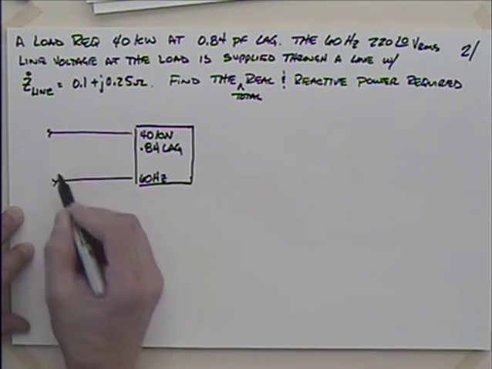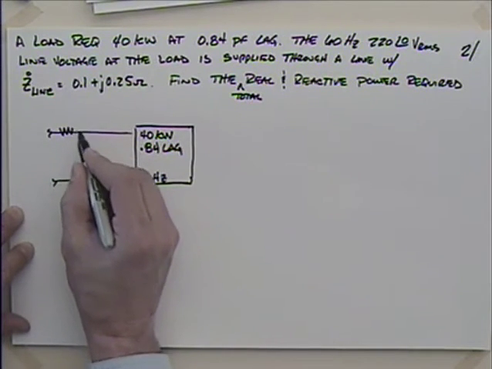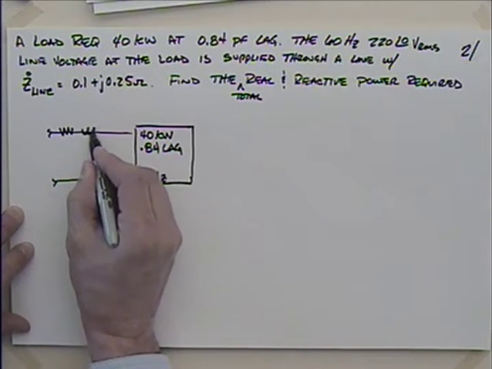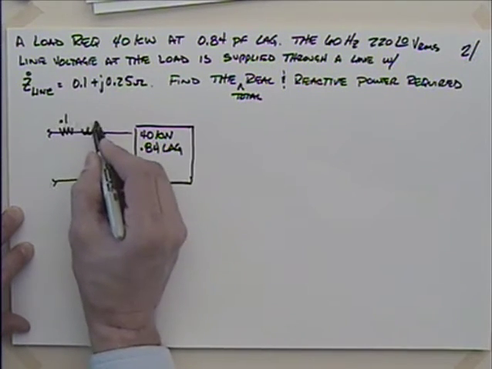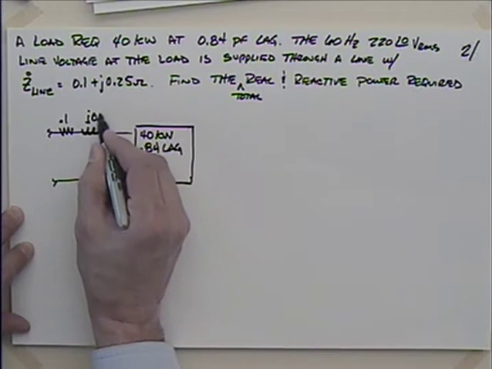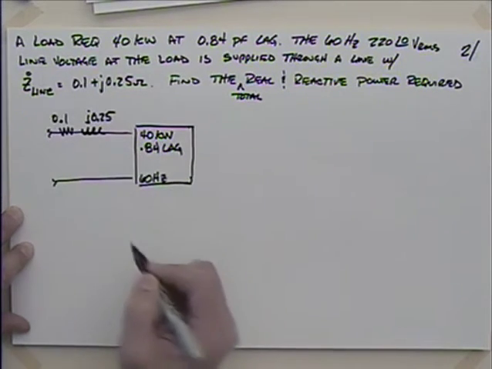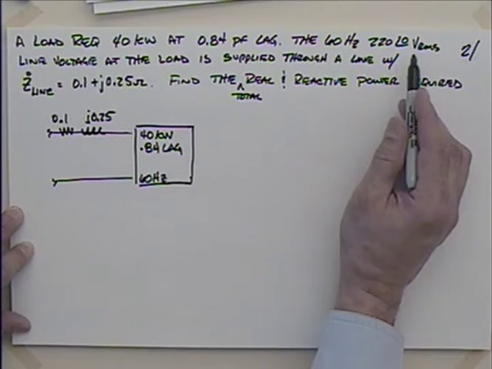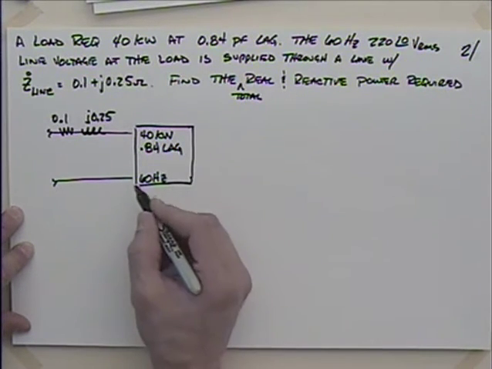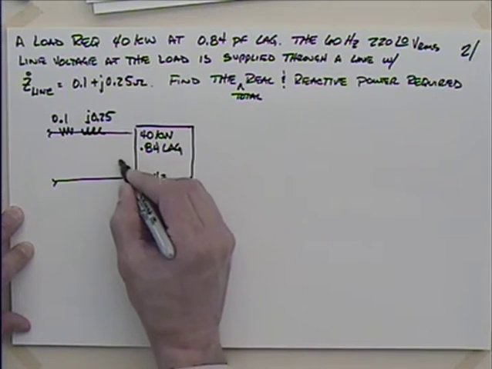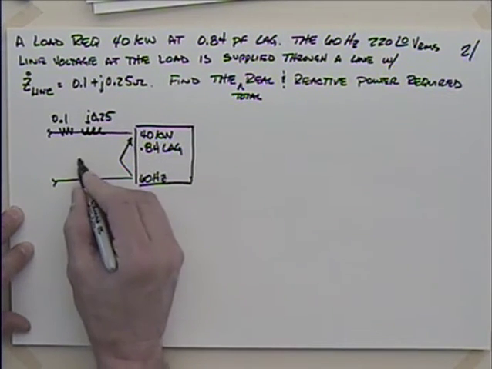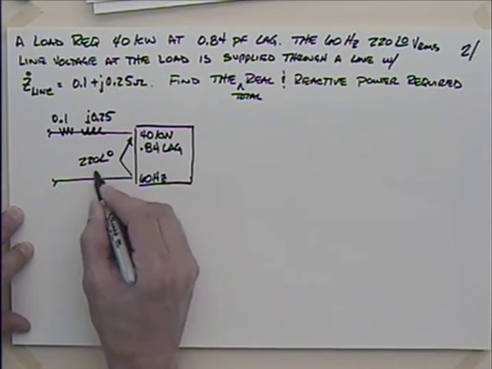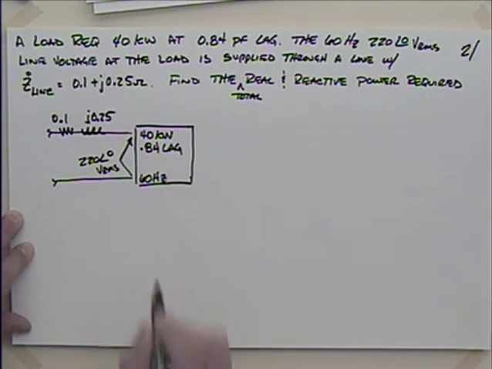And what do we have on these lines? We've got a resistor and an inductor. This is 0.1, and this is j0.25. Now let's see. The 60 hertz, 220 voltage at the load. So we have the voltage here that's 220 at 0 volts RMS. So that's at the load.